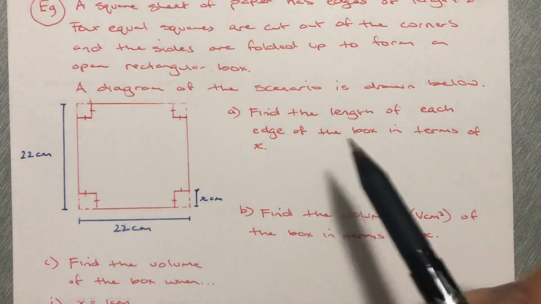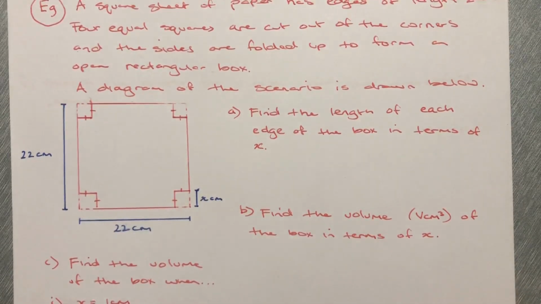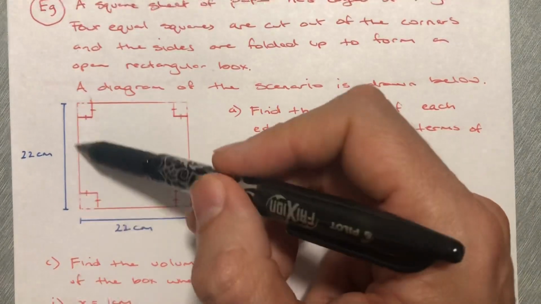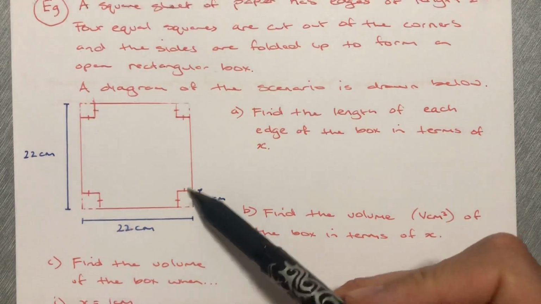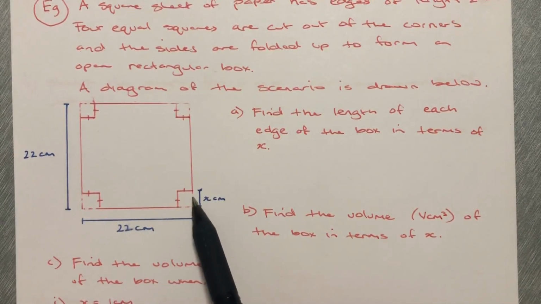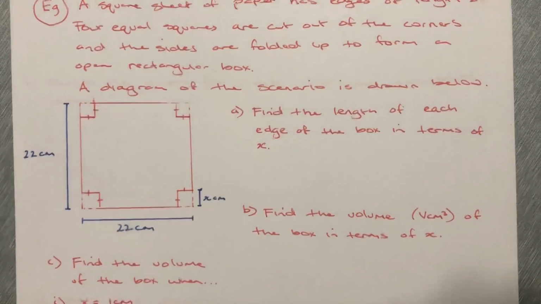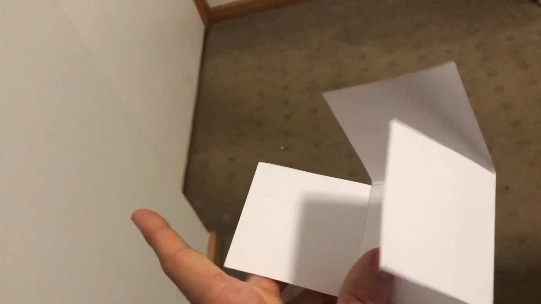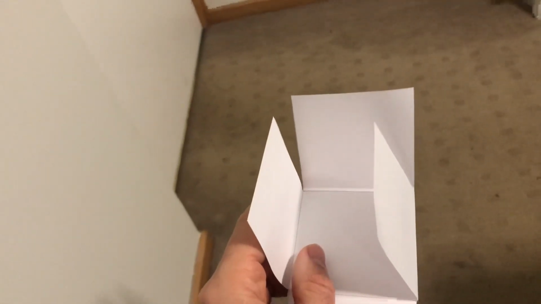Alright, now let's have a look at the first question here. A, find the length of each edge of the box in terms of x. Now this is a box, so it's going to have a length, it's going to have a width as well, but it is a box. Once these are folded up, see how our height's going to be x centimeters. So I'm going to get the little box I made before. With this one here, that length of x that I'm running my finger along, that was 7 centimeters. So if we fold it up, you see how the height is going to be 7 centimeters.